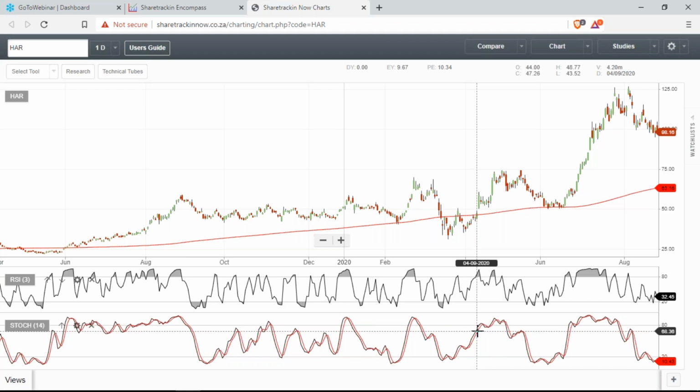The same rule applies on your stochastic. You would note that it has a 20 and an 80 line. Ideally, you want to buy below 20 in our oversold area, and you want to sell above 80 in our overbought area.